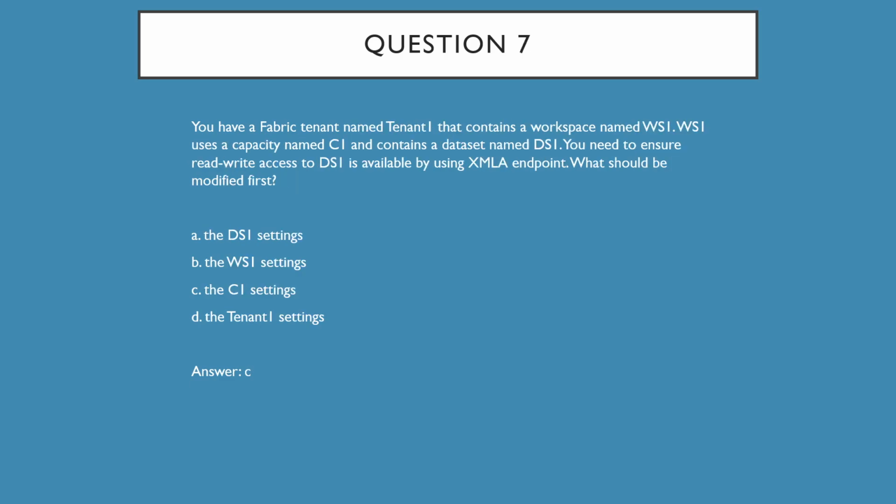You have a Fabric tenant named tenant1 that contains a workspace named workspace1. Workspace1 uses a capacity named C1 and contains a dataset named DS1. You need to ensure read-write access to DS1 is available by using the XMLA endpoint. What should be modified first? Anything related to the XMLA endpoint can be modified via the capacity settings only. So the answer here is C, the C1 settings. These were some example questions. You can go through a lot more, and I recommend studying from the Learn documents and practicing on the labs.